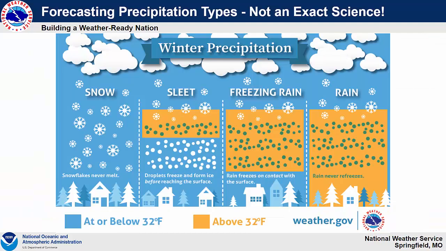So that's how we as meteorologists differentiate between the different precipitation types in the winter. Now, an important thing to note is that forecasting precipitation types is not an exact science. There's a lot more that goes into forecasting winter precipitation, and there's always going to be exceptions. But this graphic is a good place to start when winter precipitation is heading our way.